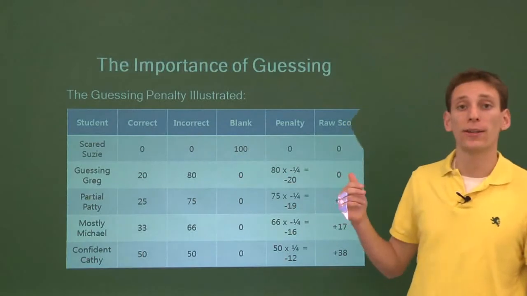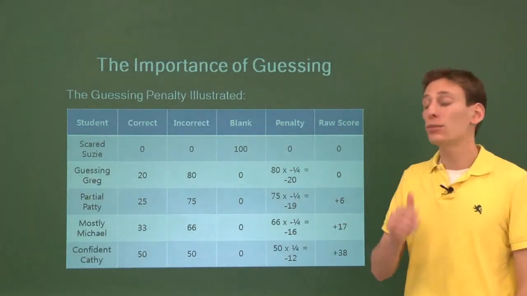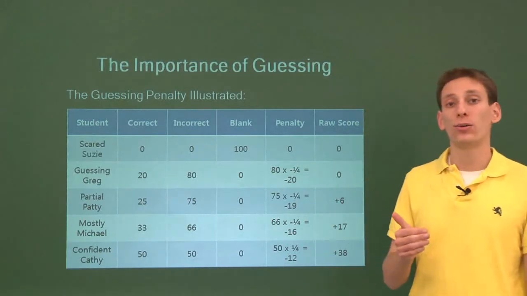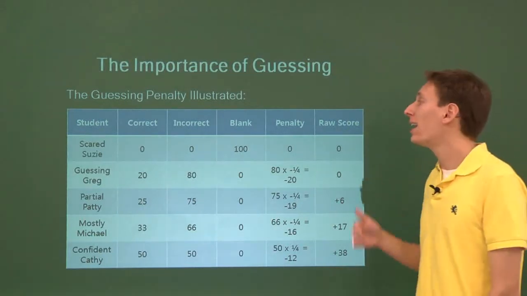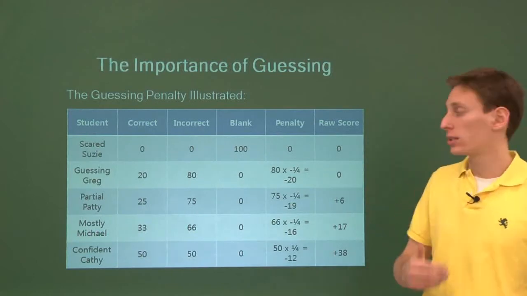You can see the math here, right? Notice, if you guessed on every question, you'd get the same score as if you didn't guess on any question. That's why it's not a guessing penalty. It's really just eliminating a guessing bonus.